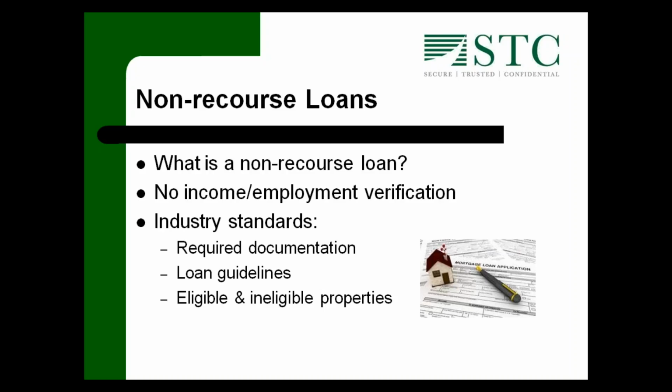Loan guidelines. The maximum loan to value is generally 70%. So you would have to put 30% down on the property. Maximum term, 20 to 30 years, depending on who you're working with. And some companies do offer ARMs, 3-1, 5-1, 7-1 ARMs for non-recourse loans.